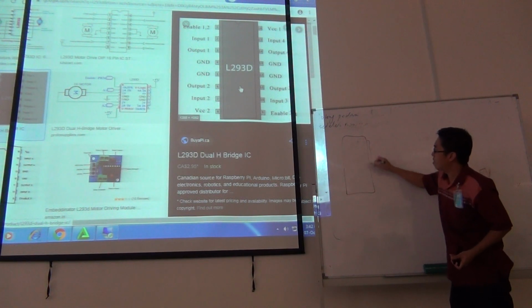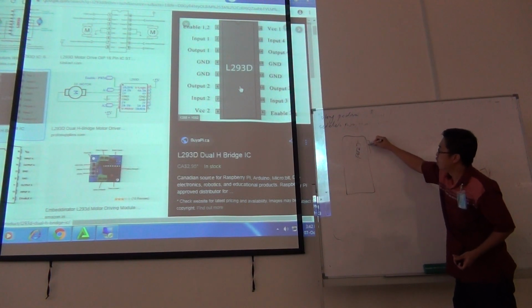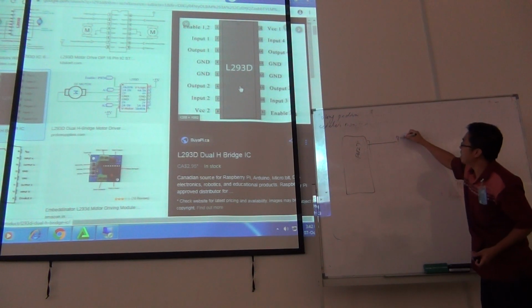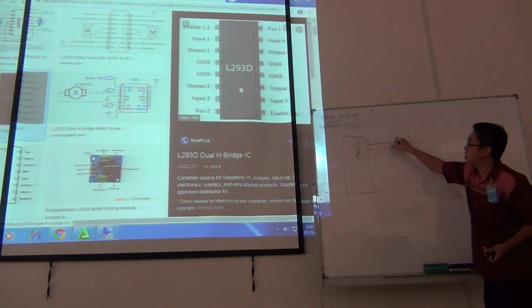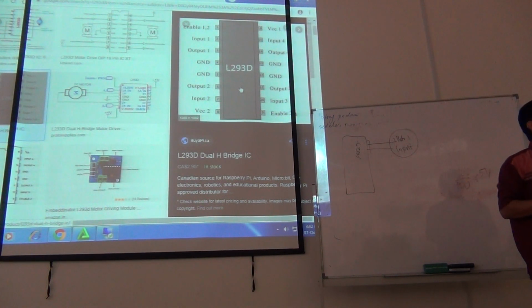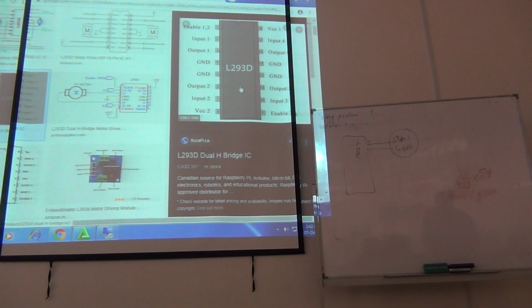So this is at whatever port that you want to use. So it must be pin 1, input 1, input 2. The purpose of this connection is to control the directions of your motor. So back to the H-bridge just now.